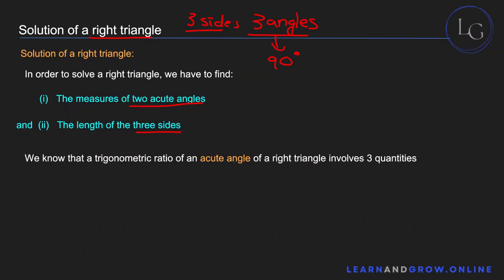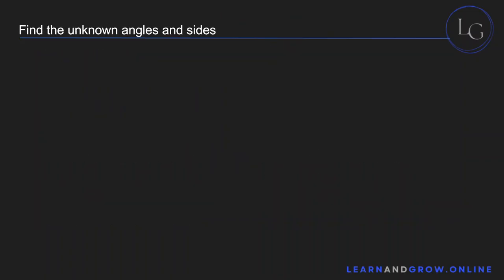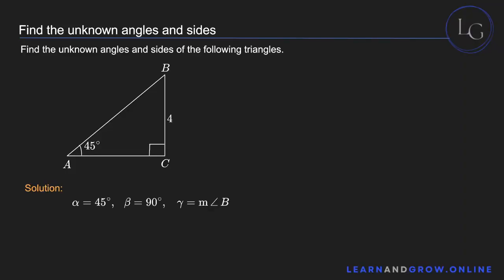Now, we know the trigonometric ratio of an acute angle of a right angle triangle involves three quantities, right? The lengths of two sides and the measure of an angle. So if you have the lengths of two sides and one angle, you can find the other quantities as well, right? So let's see an example.